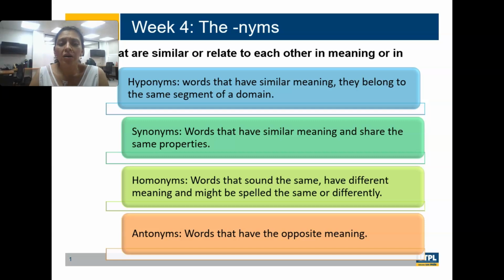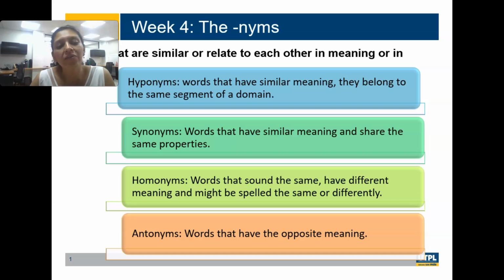Next one, we have homonyms. In this case, they are words that sound the same but have different meanings and might be spelled the same or differently. As for example, we can say whole. In this case, whole can refer to entire, or maybe hole, as for example, I have a hole in my sock. It's totally different, even when they are pronounced the same, they are spelled differently.